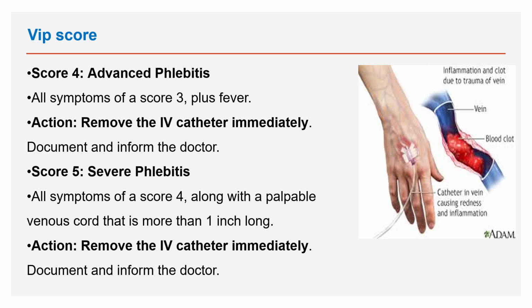In score 5, all the symptoms of score 4 will be present, and along with that a palpable venous cord is also there. It should be more than 1 inch long. The action is to remove the IV catheter immediately, document and inform the doctor.